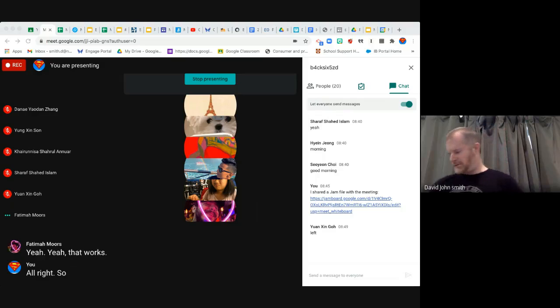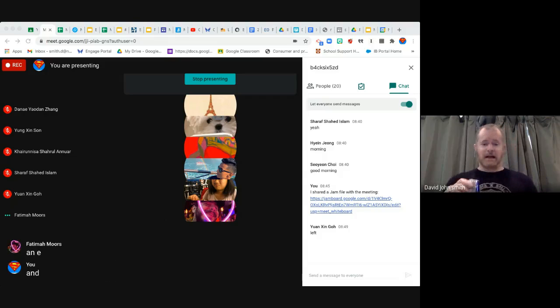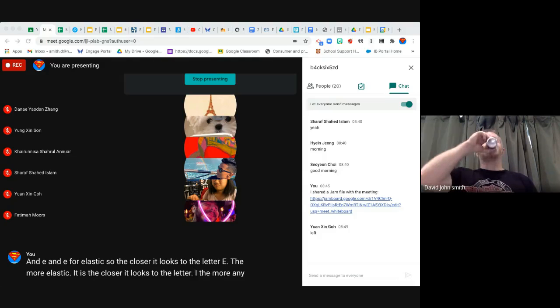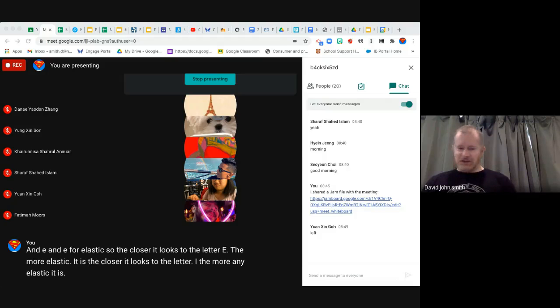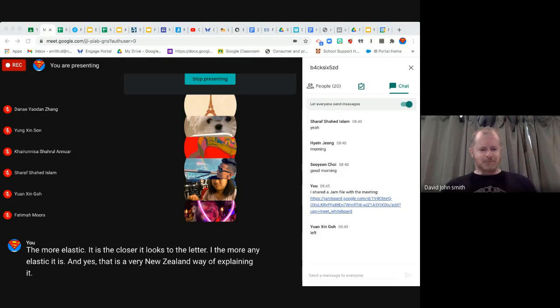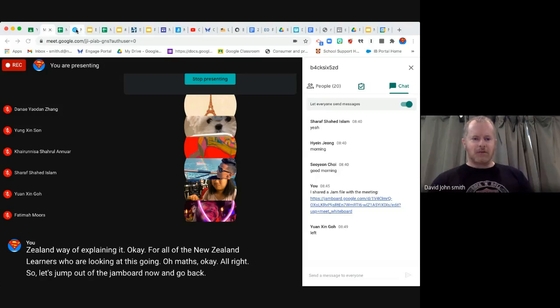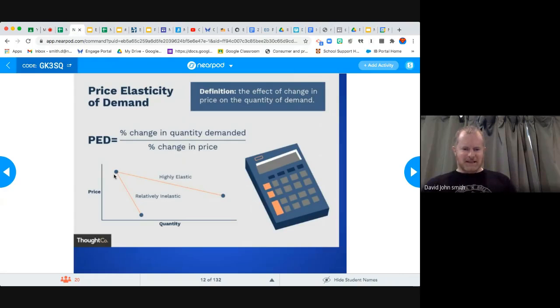So what letter of the alphabet is it? An E. An E for elastic. So the closer it looks to the letter E, the more elastic it is. The closer it looks to the letter I, the more inelastic it is. And yes, that is a very New Zealand way of explaining it. Okay. For all of the New Zealand learners who are looking at this going, maths. Okay. All right. So let's jump out of the Jamboard now and go back to the Nearpod. There we are. So you can start to see it now. You can start to see the relatively inelastic curve looking more like the letter I and the relatively elastic curve looking more like the letter E.